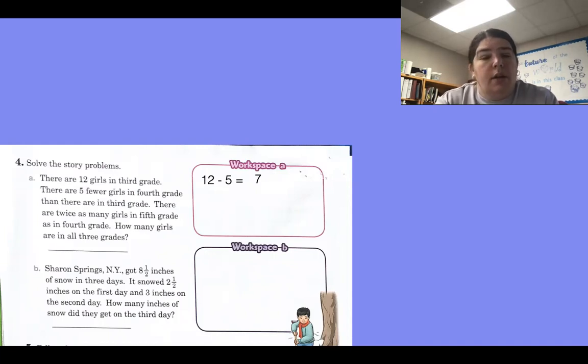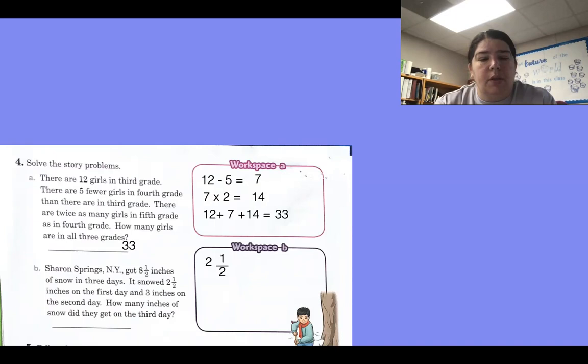Now, it says there are twice as many girls in 5th as there are in 4th. Twice as many. So I take my 7 and I do what? Multiply. 7 times 2 equals? Good. 14. Now you need to find out how many girls are in all 3 grades. You're going to add 7, good, and 14 and 12, all 3. Add them all together. Awesome, 33. Make sure to put that number on the line. Very important to have the number on the line.